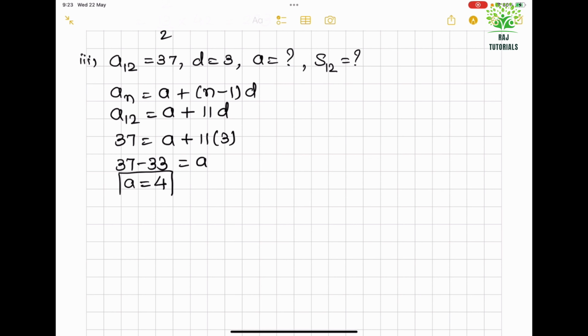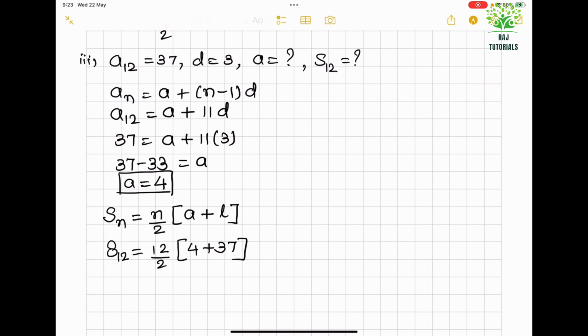Now I got the value of a. I have to find S12. So Sn equal to n by 2 into (a plus L), that is the last term, or an. Here the last term is a12. So S12 equal to 12 by 2 into a, which is 4, plus the last term, which is given to me as 37, that is a12. So 6 into 4 plus 37.